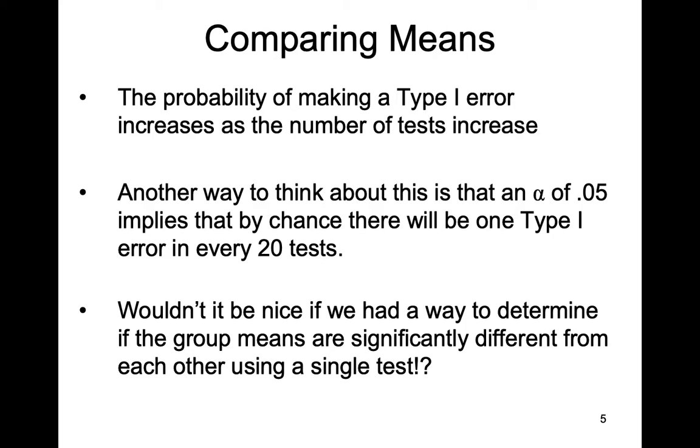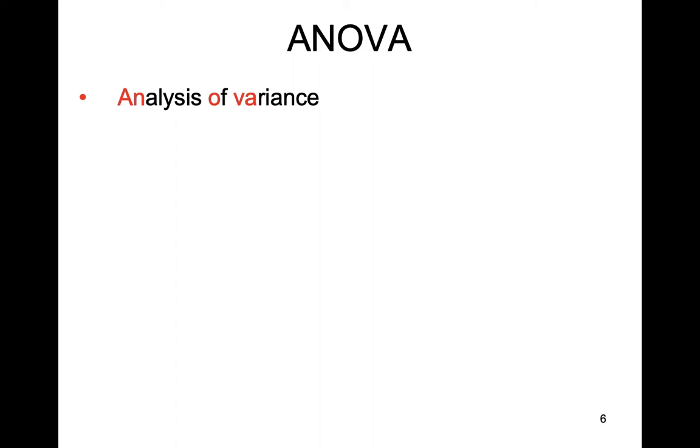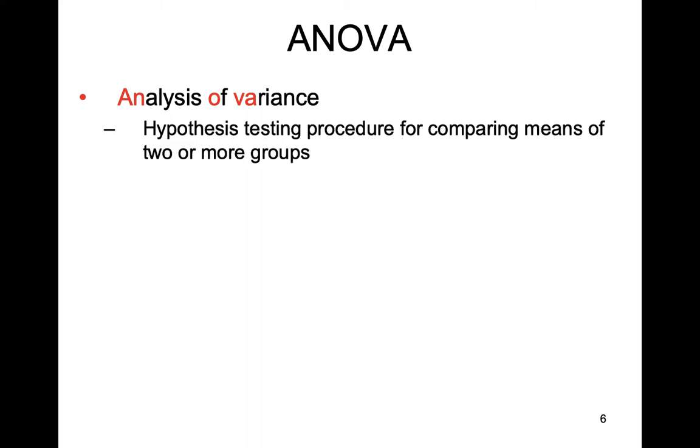So it would be nice if we had a way to determine if group means are significantly different from one another using a single test. Wouldn't that be nice? And so indeed, statisticians have developed such a test, which is called an ANOVA, which is short for analysis of variance. This is a hypothesis testing procedure for comparing means of two or more groups. So you can still do an ANOVA when we have two groups.